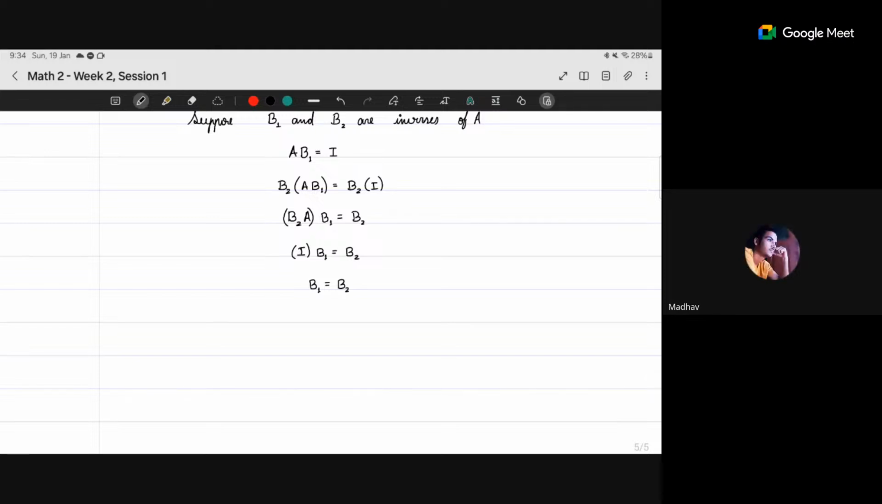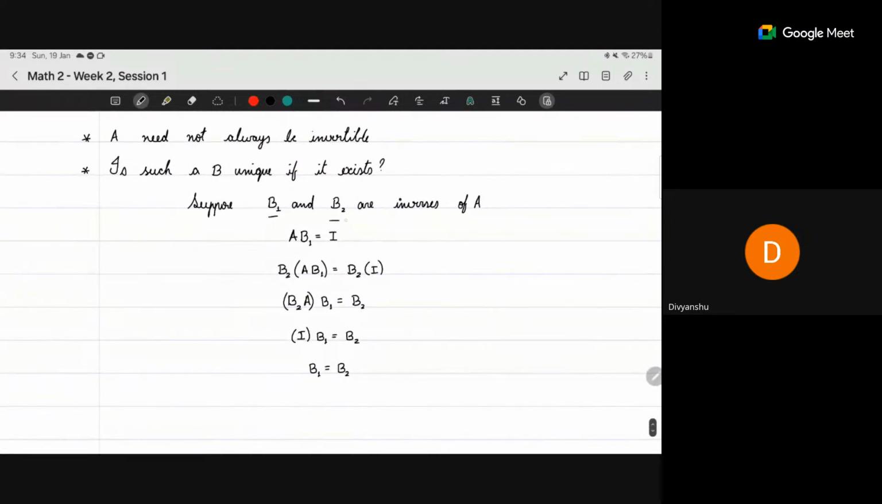Can you please say one more time how B2A is identity? Yeah, B2A is equal to identity. Why is it? Because we have assumed that there are two inverses. So what does it mean, suppose B1 and B2 are inverses of A? It means that B1A equals AB1 equals identity. B2 is an inverse. B2A is also satisfying the same condition. Right? Yes.